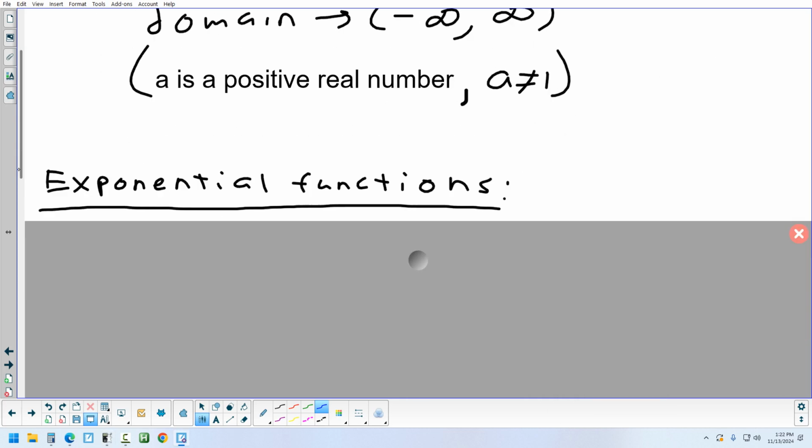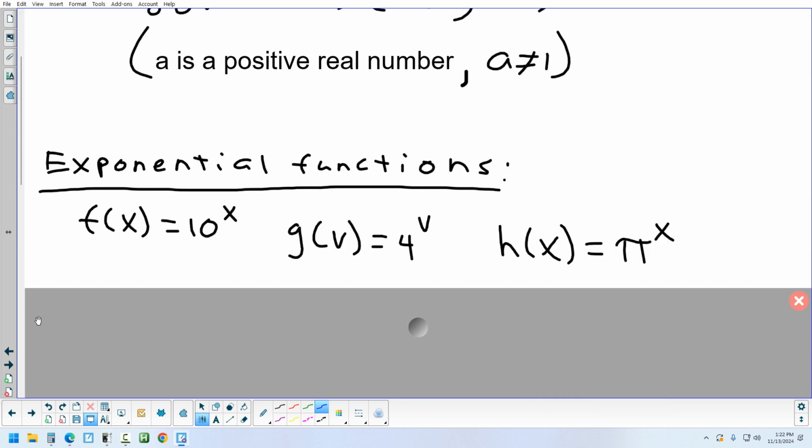All right, so let's look at some other examples. These are all exponential functions. Just different examples. What makes each one of them exponential? They all have a base that's not 1. They all have a base that's positive and not 1. The base is 10, the base is 4. Even the base here, this is irrational. It's 3.14 and it just keeps going. That's fine. It's a positive number and it's not 1.